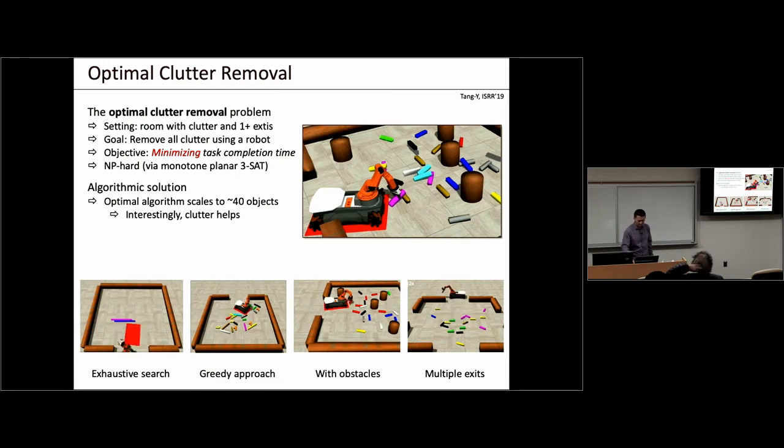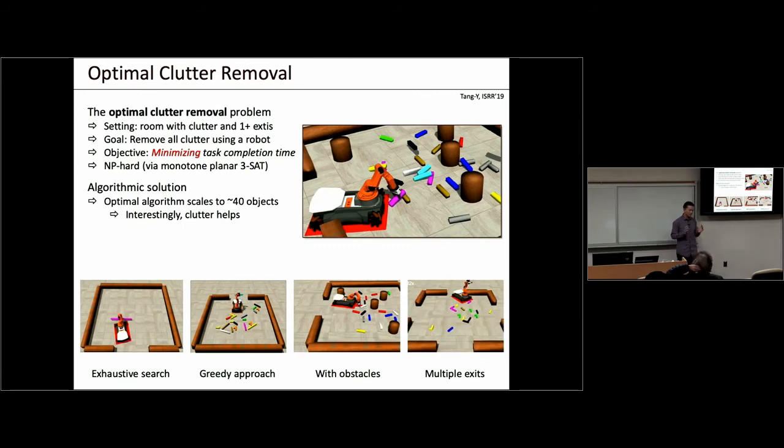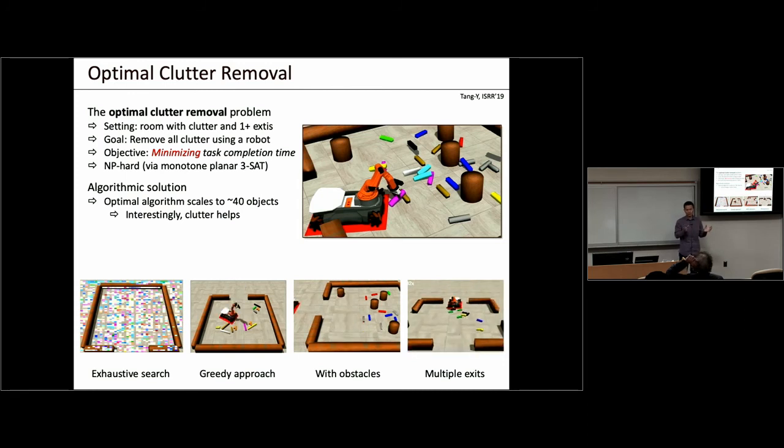And interestingly, clutter actually in some sense helps, because as you try to solve this problem, objects on the outside actually block you from accessing objects on the inside. That actually reduces the search space.